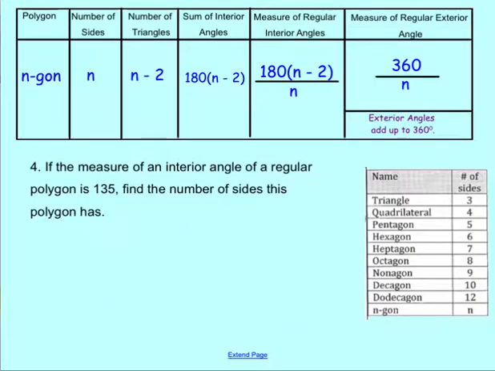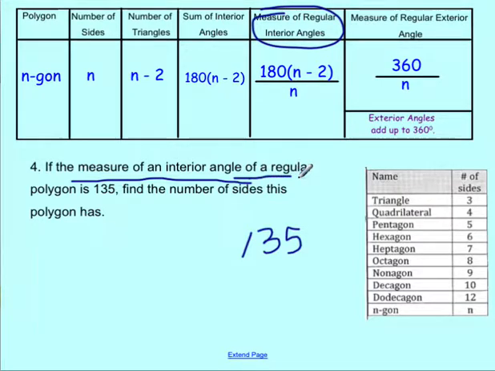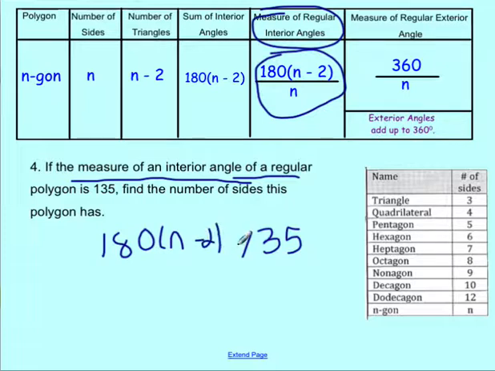Let's take a look at number 5. If the measure of an interior angle of a regular polygon is 135, find the number of sides. So this right here is the formula we need to use for the measure of a regular interior angle. We don't know n, we need to find n. So I have 180 times n minus 2 is equal to 135. But don't forget, we also have to divide it by n.